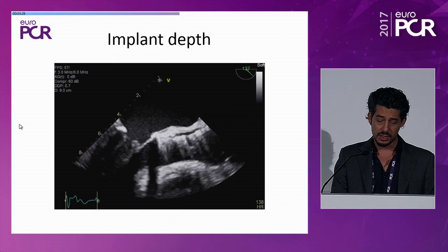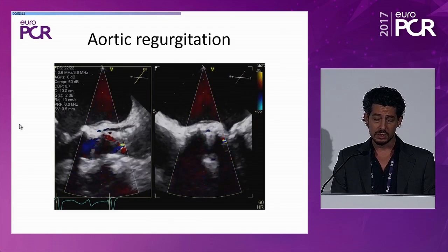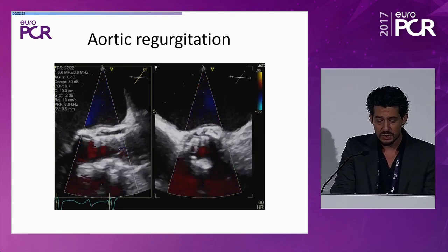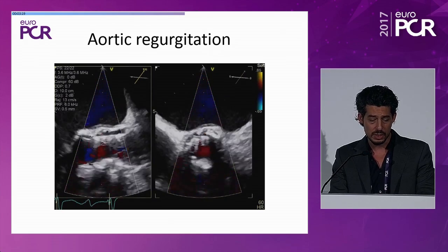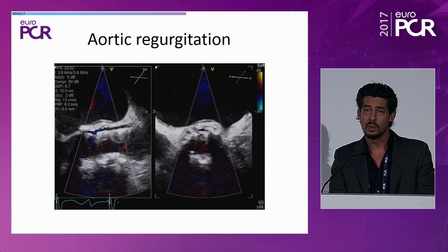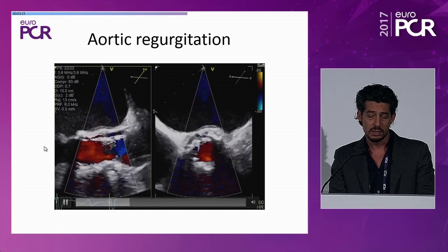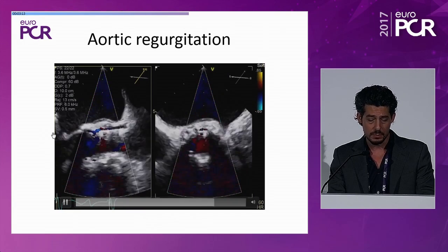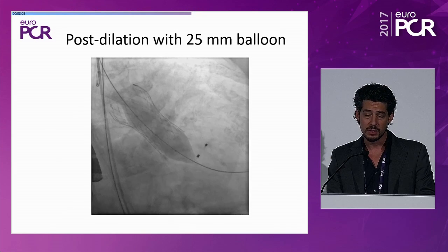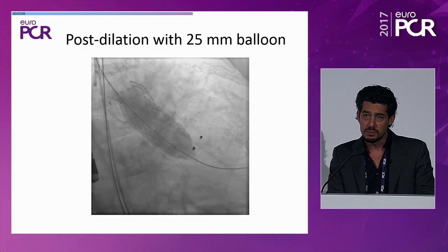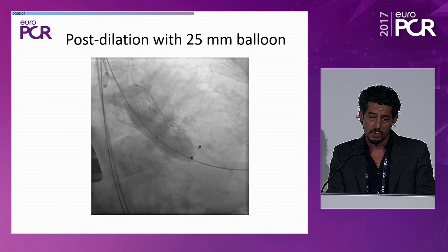Once we do that, the next step is to do some color flow Doppler, and it was actually very difficult to appreciate the aortic regurgitation on echo in this patient. For some reason it looked worse on the angiography than on the echocardiogram. Of course, we see that at times. But nonetheless, we proceeded to post-dilate with a 25 millimeter balloon. This is the largest balloon we would choose for a 34 millimeter valve.